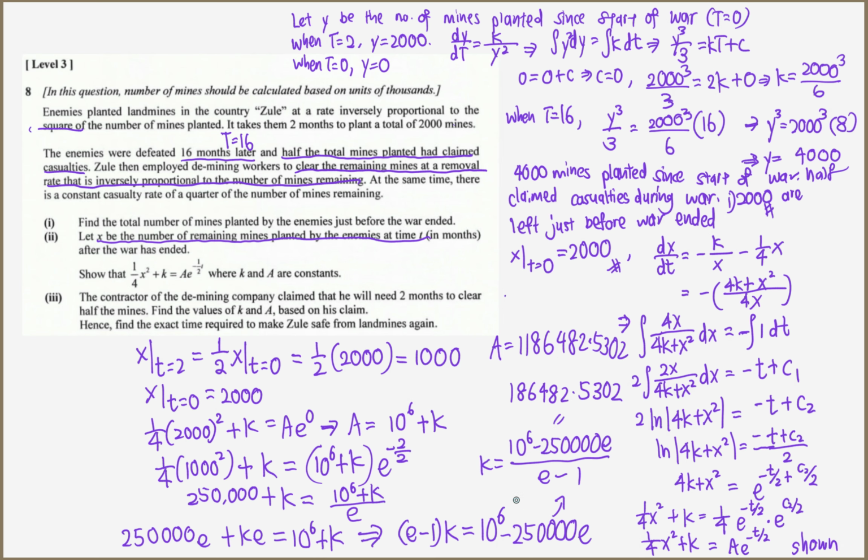I get (10^6 - 250,000e)/(e - 1). So when I calculate, it's just this value, but the question wants to find the exact time, so I have to leave the constant in this exact value so that I can get the exact time. And this a is just equal to, as we've seen, 10^6 + k. So 10^6 + (10^6 - 250,000e)/(e - 1). We'll see this on the next page.